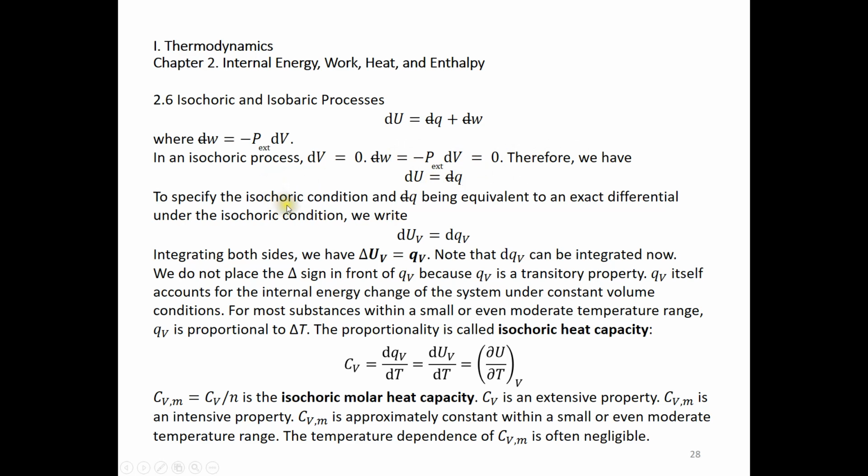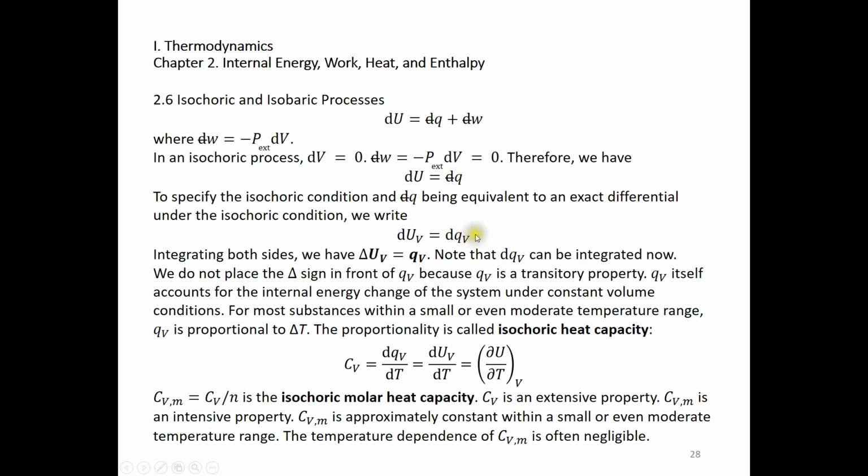To specify this isochoric condition, we add V in the subscript. So dU sub V is equal to dQ sub V. This equation means dQ under the isochoric condition is equal to dU under the isochoric condition. Note here I removed the bar because now this dQ_V can be integrated given only the initial and final states.